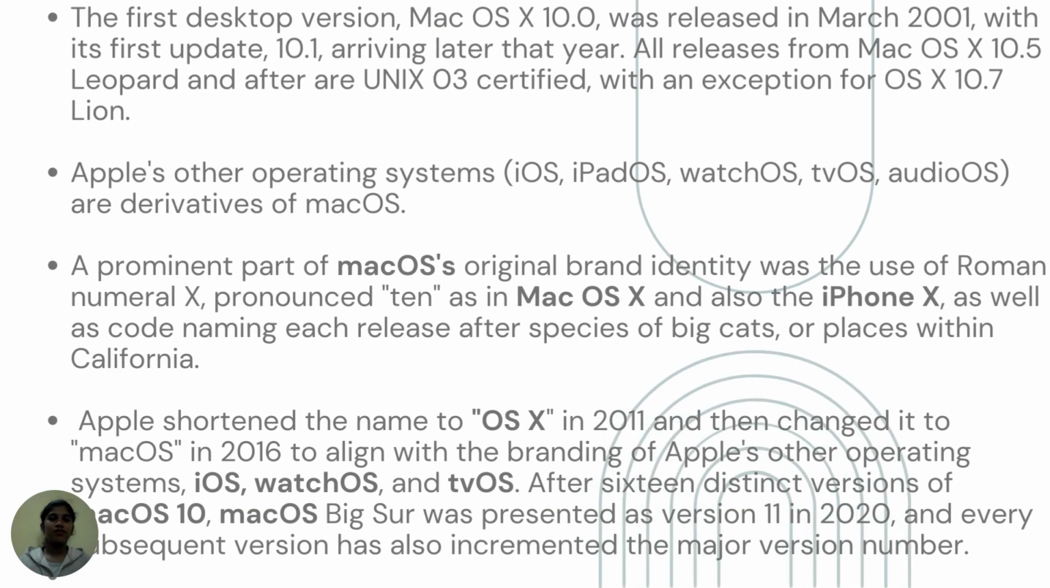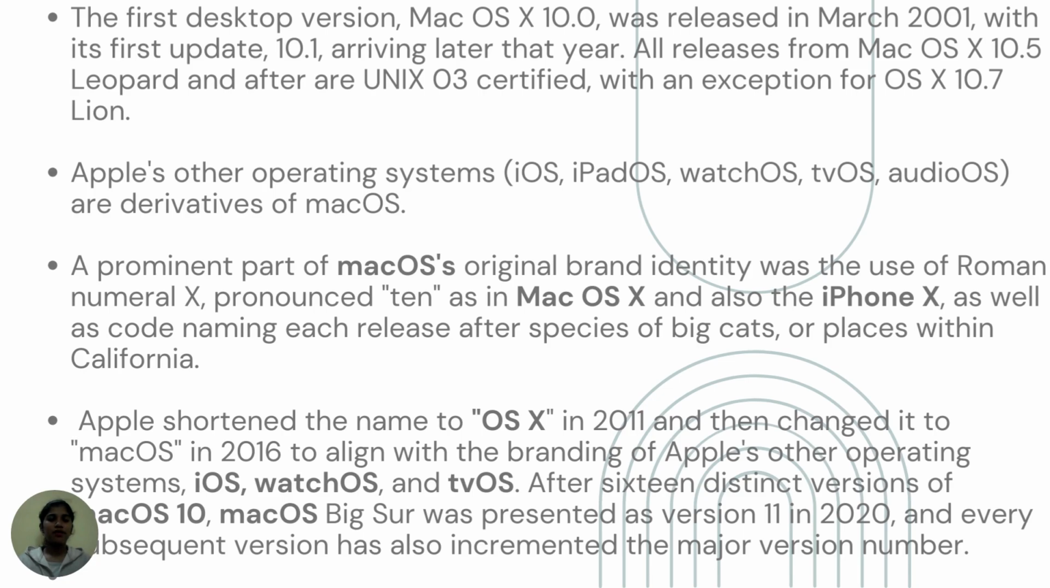The first developed version of Mac OS X 10 was released in March 2001, with the update of 10.1 arriving later that year. All releases of Mac OS X 10.5 Leopard and after are Unix 03 certified, with an exception for OS X 10.7 Lion. Apple's other operating systems are iOS, iPadOS, watchOS, tvOS, and audioOS. These are some of the derivatives of Mac OS.